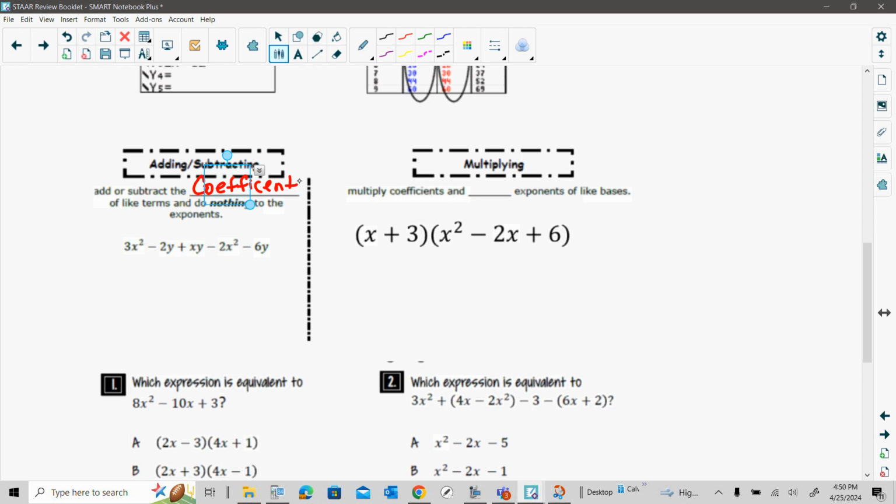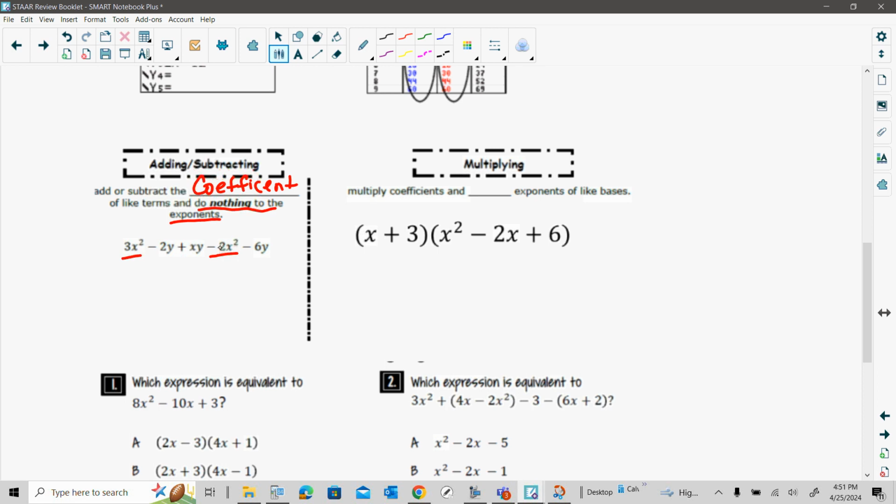And then it says the like terms, we're going to do the coefficient of the like terms and do nothing to the exponent. Sorry about that thing popping up. I don't know why it's doing that. So we always put in standard form.